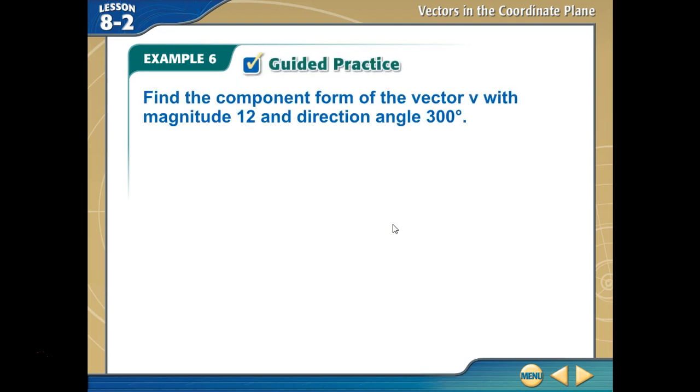All right. So you are going to find the component form of vector v, given that it has a magnitude of 12 and a direction angle of 300 degrees. So you're going to use that form that we just looked at to put it in component form.